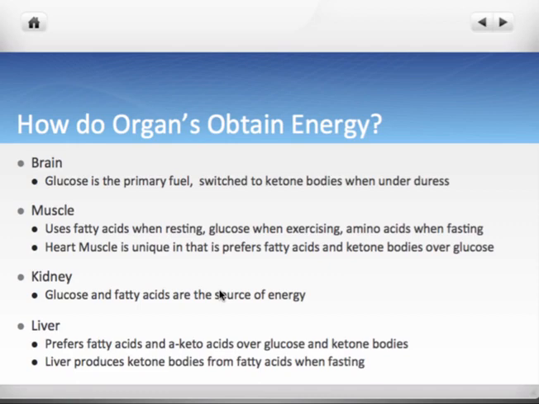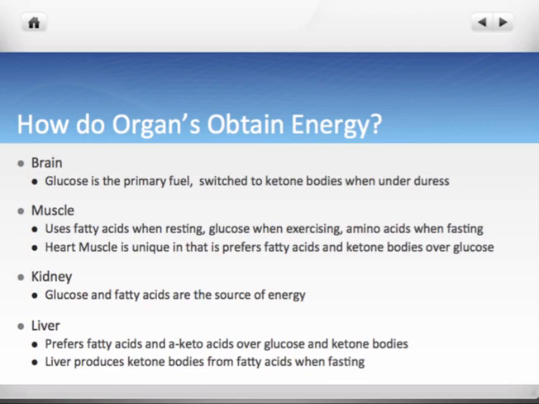The heart is a special muscle in its own right, in that it's unique in that it prefers fatty acids and ketone bodies over glucose. So if you give it a choice, it's going to prefer the ketone bodies or fatty acids, and it doesn't really like dealing with glucose at all. Then we have the kidneys. The kidneys prefer glucose and fatty acids as the source of energy. This is where you're going to focus all of that.